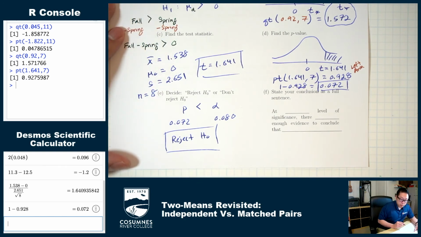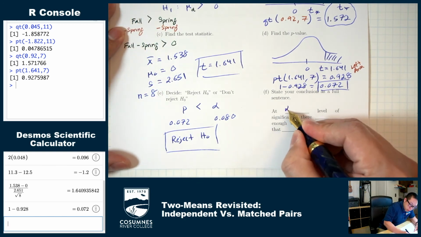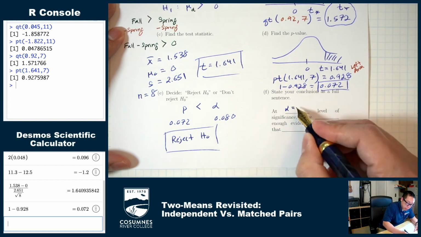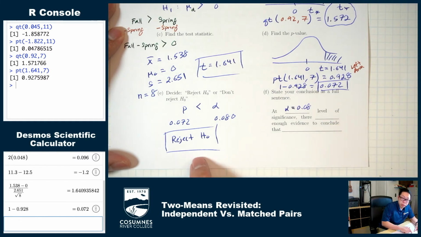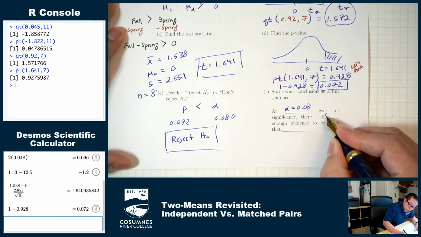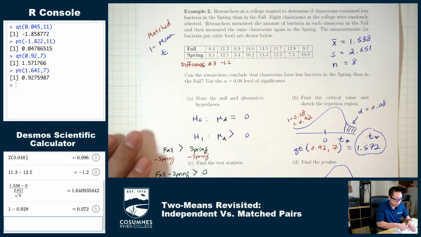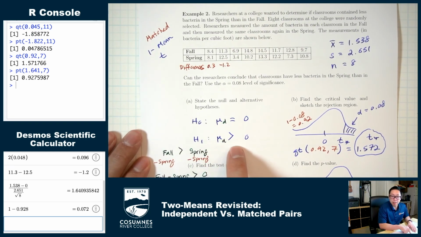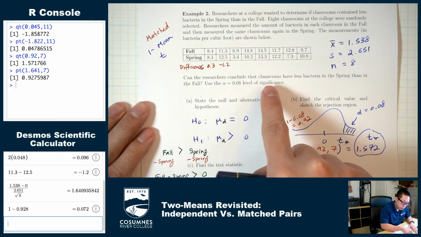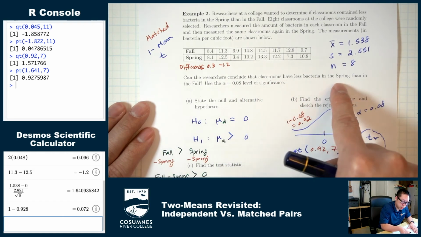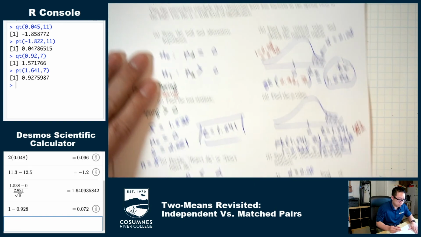Part F, the sentence. At alpha equals 0.08 level of significance, there is or is not enough evidence. Because we did reject, there is enough evidence to conclude that, and then state this in form of a sentence, or go back to your question here. Classrooms have less bacteria in the spring than in the fall.